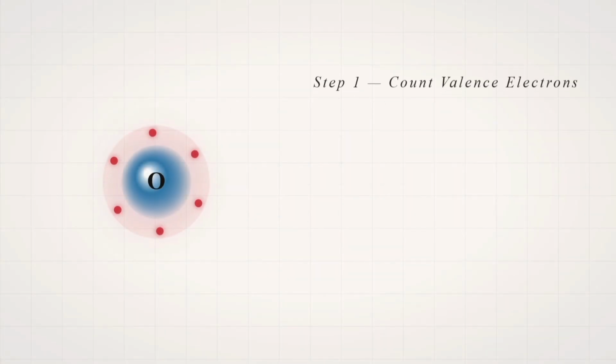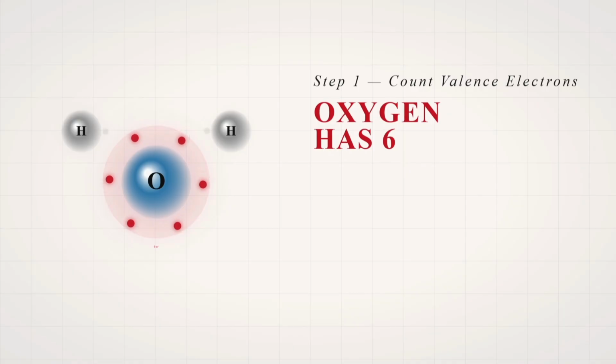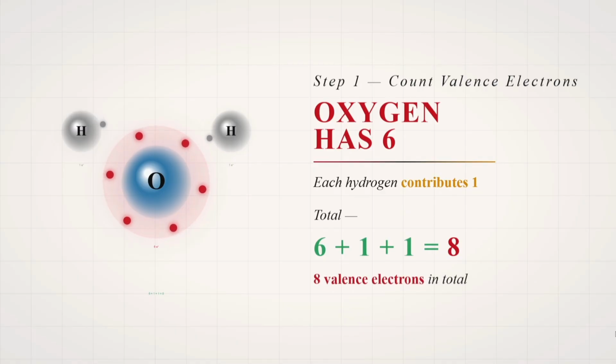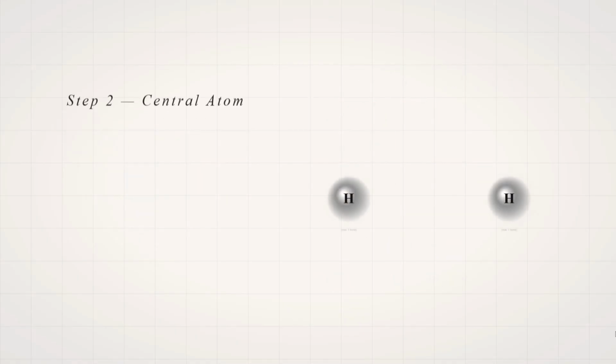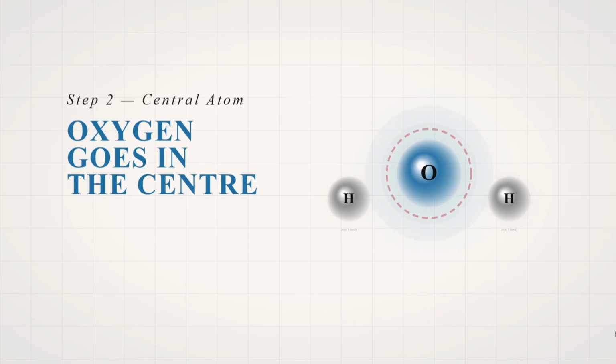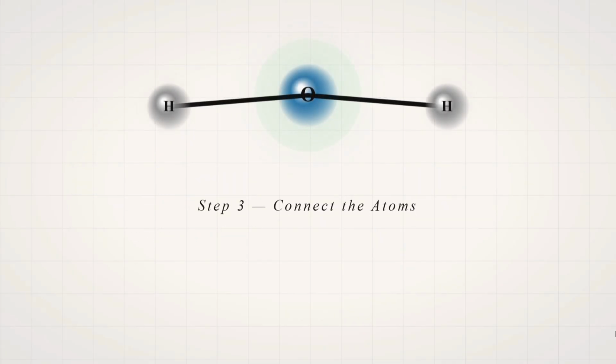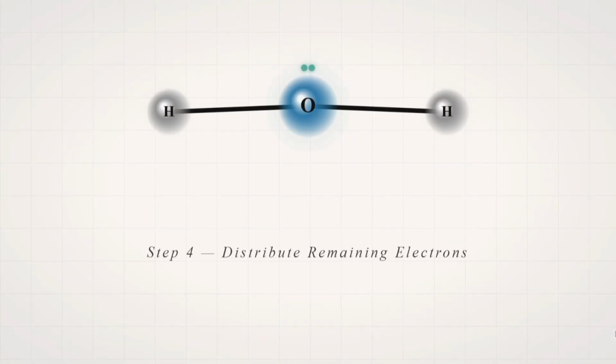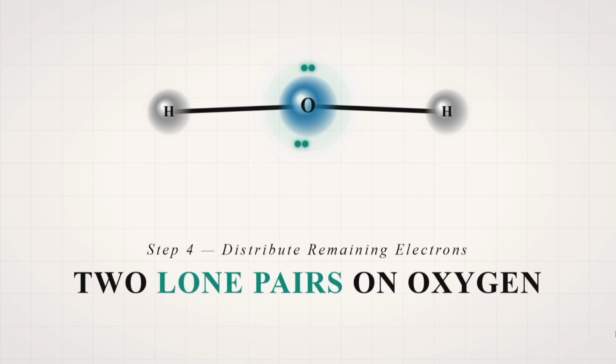First, count valence electrons. Oxygen has 6. Each hydrogen contributes 1. Total, 6 plus 1 plus 1 equals 8 valence electrons. Next, choose the central atom. Hydrogen can form only one bond, so oxygen goes in the center. Now connect the atoms. H-O-H. Each single bond uses 2 electrons. 2 bonds use 4 electrons. We started with 8 electrons, so 4 remain. We place them on the oxygen as 2 lone pairs.